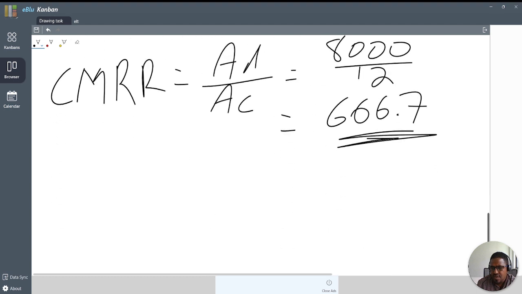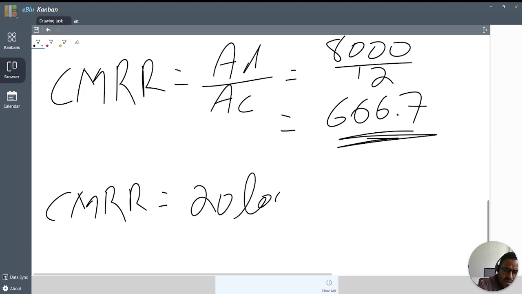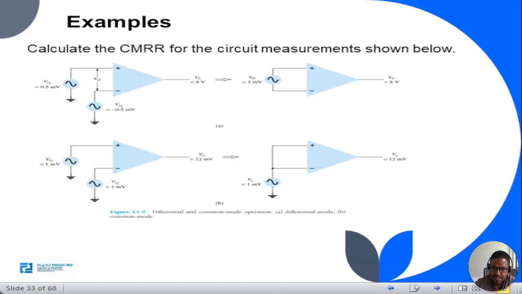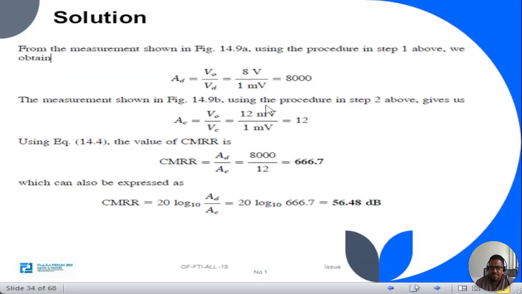Or you can also represent CMRR in decibels. So CMRR becomes 20 log AD, that is the differential gain, over AC. This result becomes 56.7. So let's see the result. Look at the differential gain, 8000, from the measurement in the figure above. The measurement shown in the figure using procedure step 2 above for common gain is again 12.